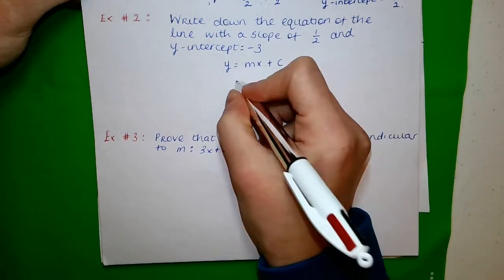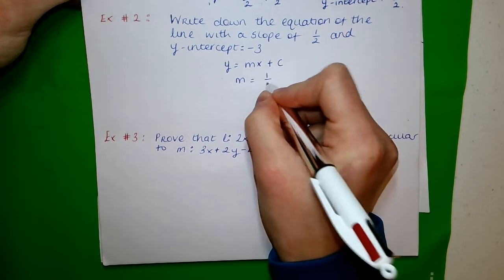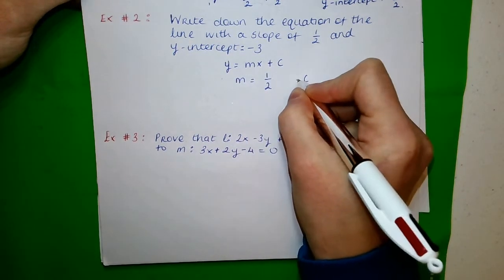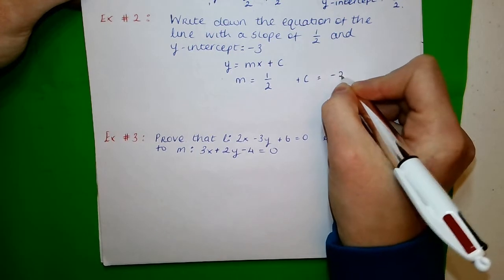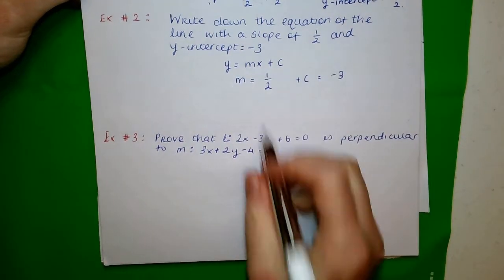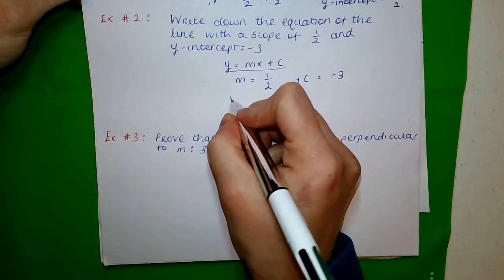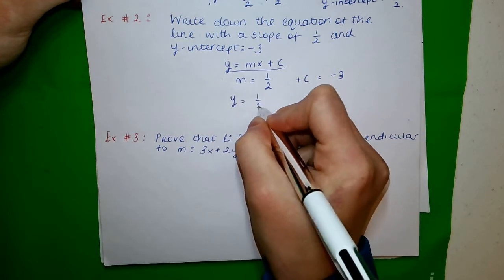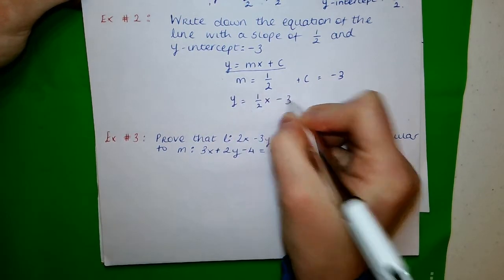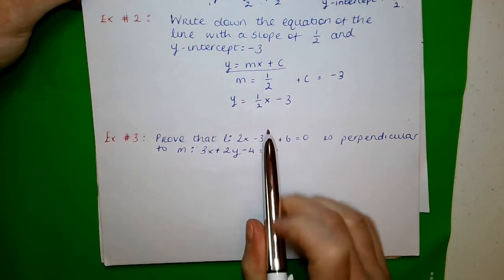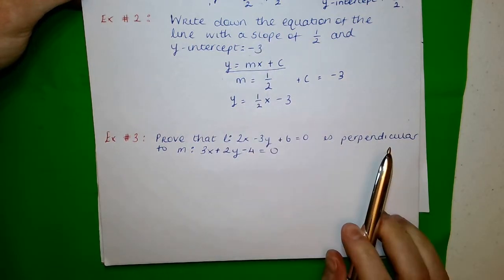So if we know that m is equal to a half, and the plus c is equal to minus 3, then we can actually just sub that into this formula. Okay, so you can say y equals a half x minus 3. And we've actually found the equation of the line given the slope and the y-intercept.